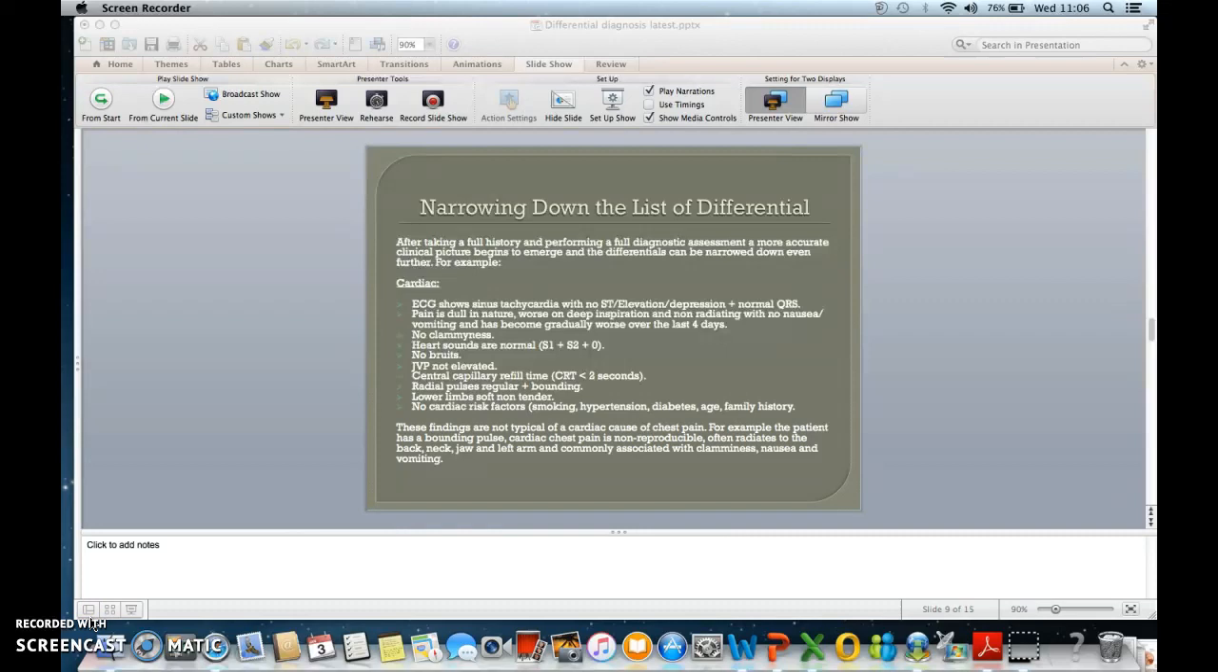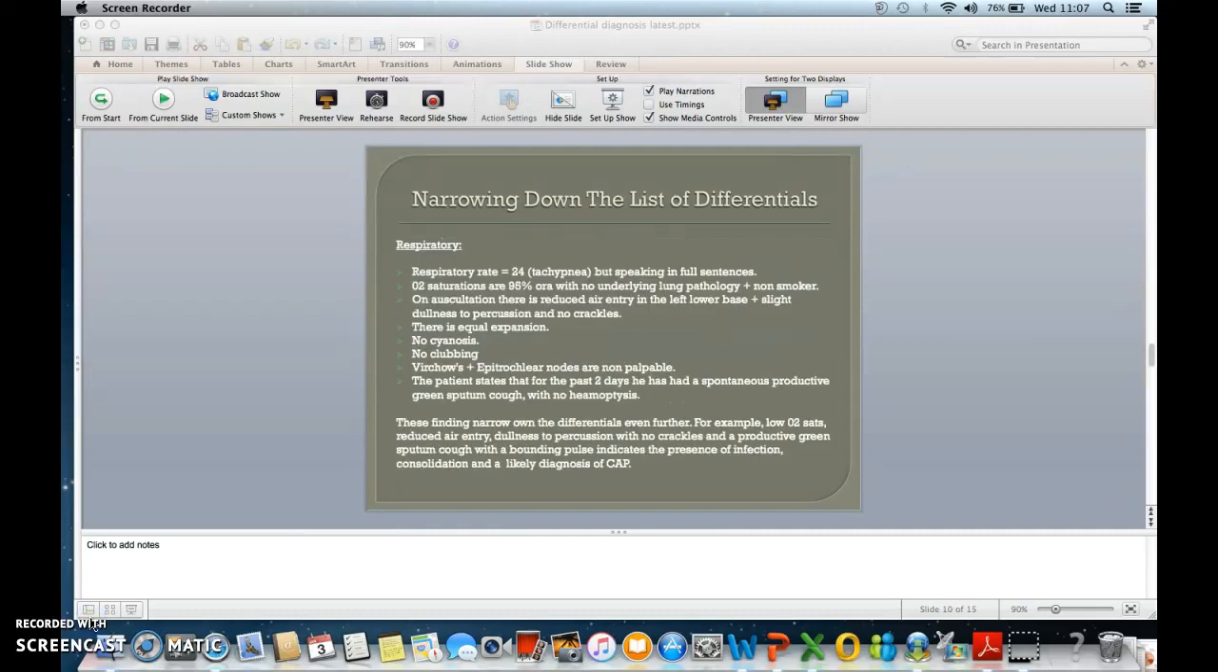For example, cardiac chest pain is not reproducible on deep inspiration, and it often radiates to the back, neck, jaw and left arm, and it is commonly associated with clamminess, nausea and vomiting. The patient also has a bounding pulse, which is commonly associated with infection.